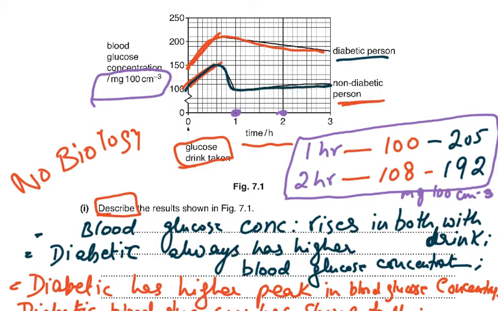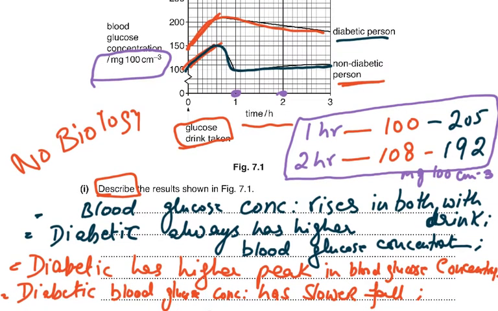So something which is common in both, you can do a comparison. Like if I say compare person X with person Y, you say both wear glasses, one is taller, one is shorter, or one is fatter, one is thinner. So you do a comparison. So the diabetic always has a higher blood glucose concentration. That's again something where we didn't need any biology. Then the diabetic has a higher peak in the blood glucose concentration. And the fourth mark scheme point was that the diabetic blood glucose concentration has a slower fall. You can see this point here, it's a slower fall, while this person had a sharp fall.